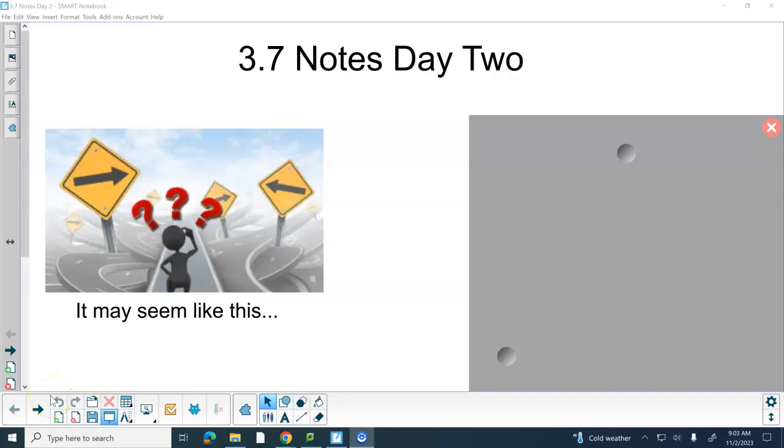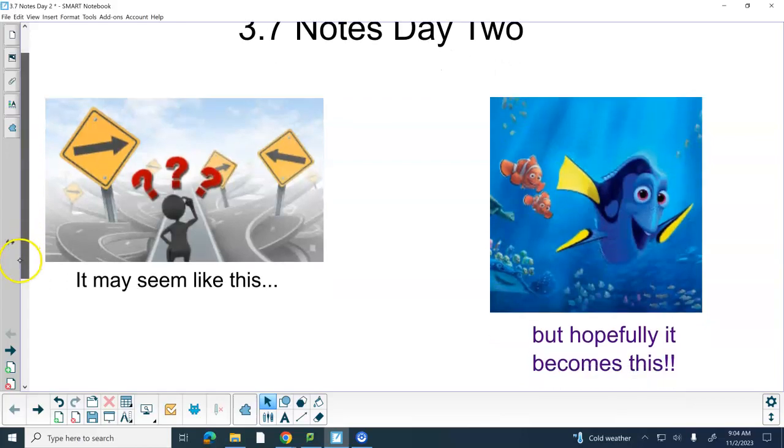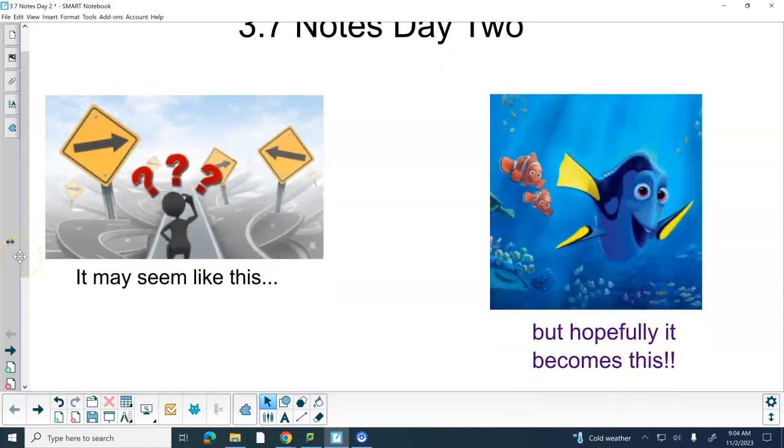Right. So, right now, it may seem like it's all kinds of confused and befuddled and all goofiness going on. Okay? But hopefully, after today and Monday and all that fun stuff, it looks like all happiness and just keep swimming. Okay?